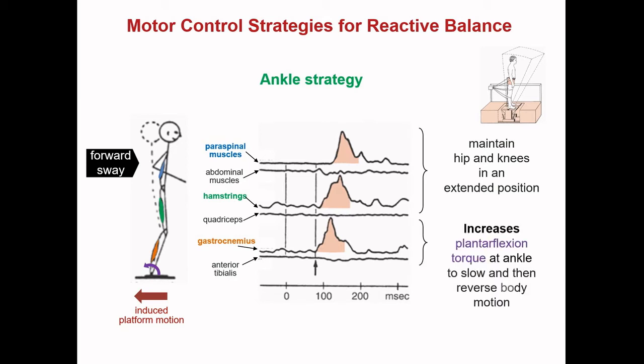The gastrocnemius functions to increase ankle plantar flexion torque, and therefore to slow and then reverse the forward sway of the body. The ankle strategy represents a particular way of organizing a response to balance perturbations. A noticeable characteristic of this strategy is that muscles are recruited in a specific order. We see that distal muscles are recruited first, followed by proximal muscles.